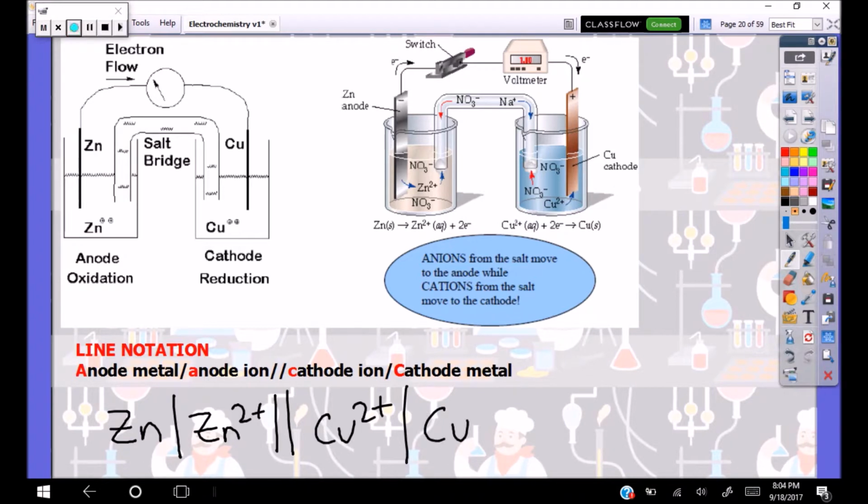So if you were to look at a cell, you could decode it just like that, or they may give you the line notation, and you'll have to use that to figure out the half reactions necessary. One way you can look at it is an ion sandwich. The ions are always in the center, and the metals are the bread slices, and the ions are your filling.